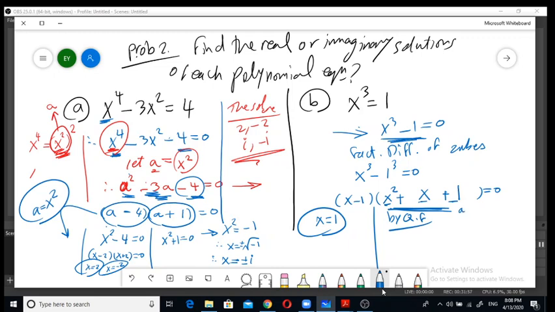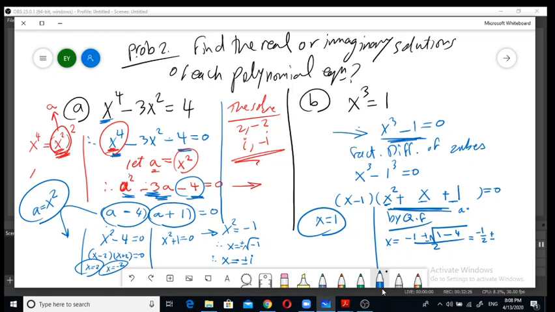First, identify a, b, and c. a is equal to 1, b is equal to 1, c is equal to 1. Then x is equal to negative b, which is negative 1, plus or minus the square root of b squared, which is 1 squared, minus 4 times 1 times 1, which is 4, over 2. Then we have negative 1 over 2 plus or minus the square root of negative 3.